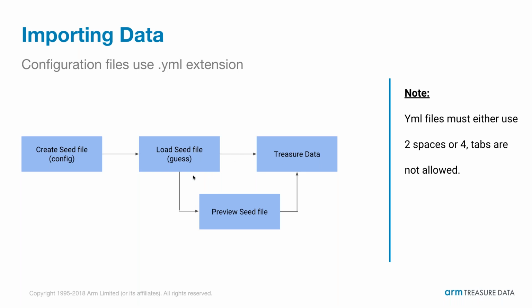Next, from the guess file, you can send it directly over to Treasure Data, or additionally, you can preview that seed file before you upload it into Treasure Data. We're going to walk through all 4 of these steps here. One thing to note with YAML files is that you must use either 2 spaces or 4. Tabs are not allowed. So be careful as you're creating these YAML files that if things don't work properly or you receive an error, double check to make sure that you're using spaces and not tabs.